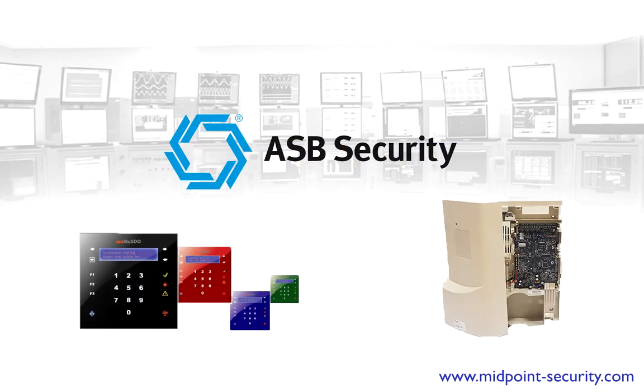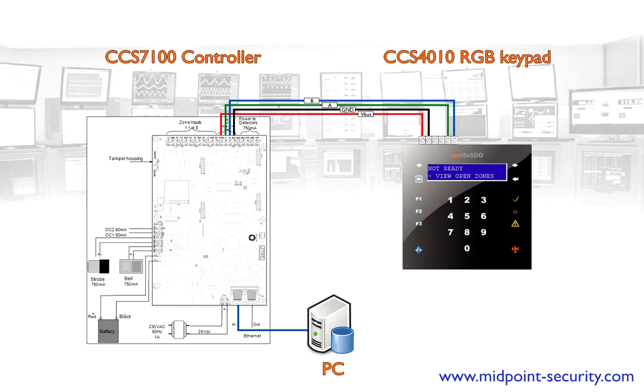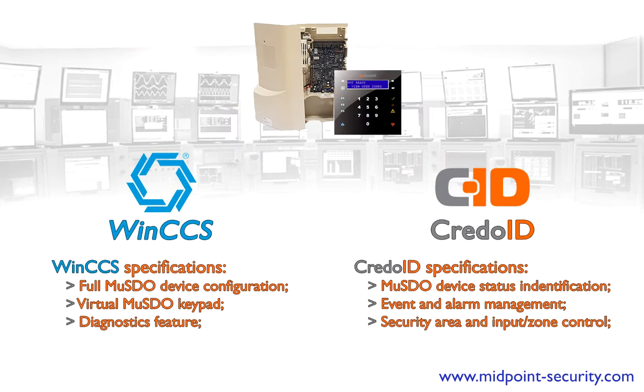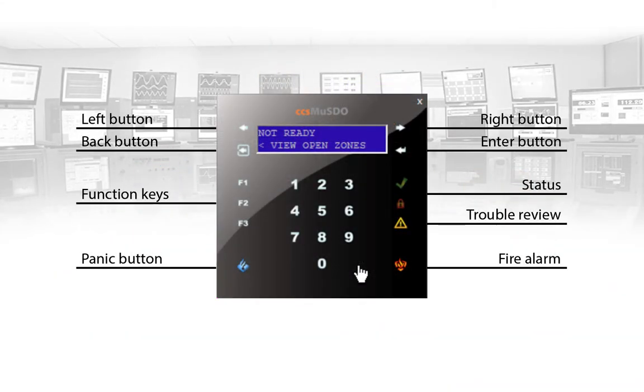In this tutorial I will show how to configure and prepare a MuSDO device for CredoID software. For this tutorial I will use a CCSS7100 MuSDO controller and a CCSS4010 RGB keypad. To be able to configure MuSDO devices correctly and efficiently, MuSDO configuration software WinCCS is required, as most configurations are done through this software. And therefore, in this video, I will cover the process of MuSDO configurations before connecting it to CredoID software. The first configuration process is done through the MuSDO keypad.